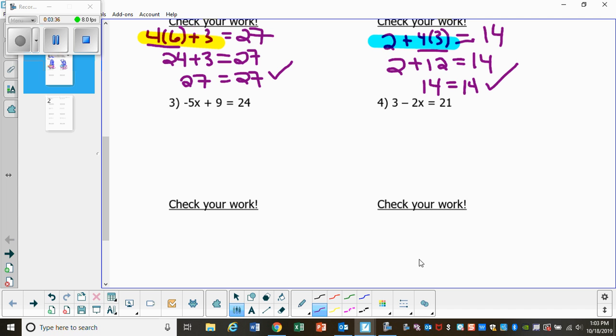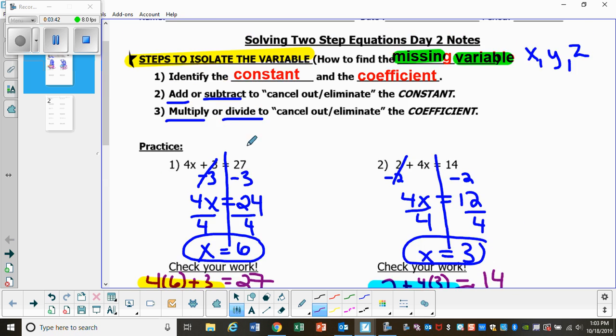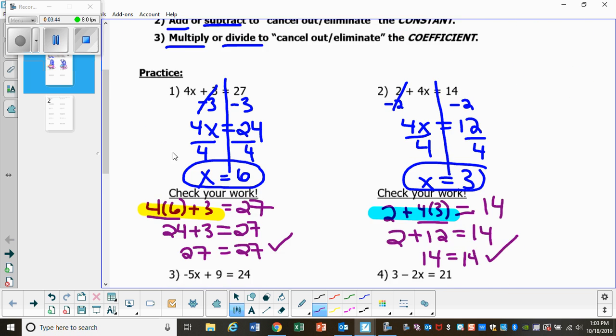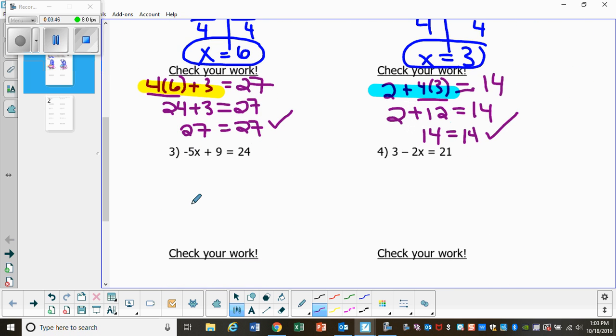Okay, so the next two problems, 3 and 4: the process is still the same. I'm still going to follow these same 3 steps above, except now my coefficient's negative. Remember, this is a calculator unit, so if you're not very great at your integer rules, you can always use your calculator. First thing I'm going to do here is drop my bar. Remember, I'm going to eliminate my constant. The constant's that number without a variable, so that's 9. So I'm going to subtract 9 on each side.